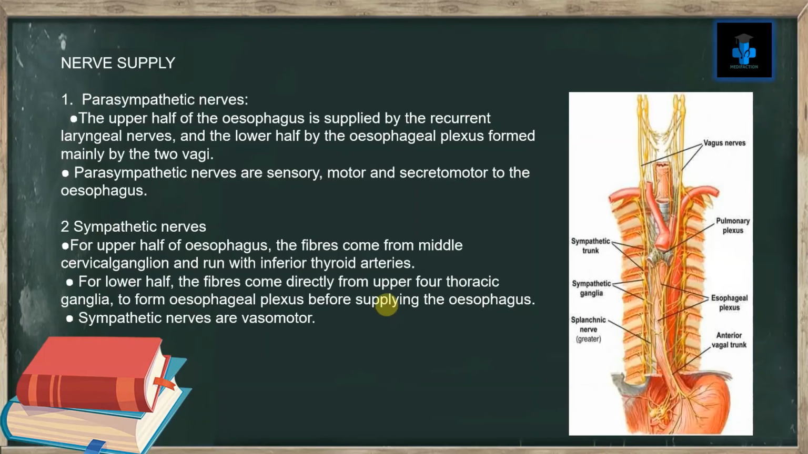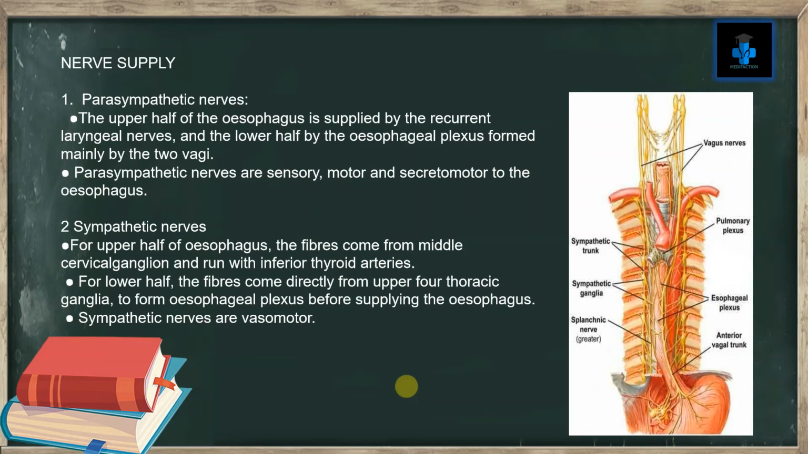Nerve supply. Parasympathetic nerves. The upper half of the esophagus is supplied by the recurrent laryngeal nerves, and the lower half by the esophageal plexus formed mainly by the two vagi. Parasympathetic nerves are sensory, motor, and secretomotor to the esophagus. Sympathetic nerves. For upper half of esophagus, the fibers come from the middle cervical ganglion and run with inferior thyroid arteries. For lower half, the fibers come directly from upper thoracic ganglia to form esophageal plexus before supplying the esophagus.